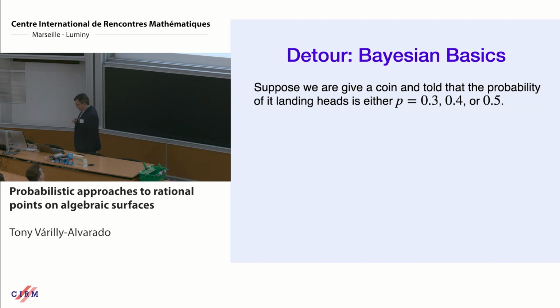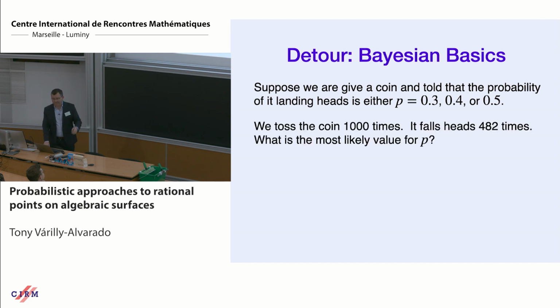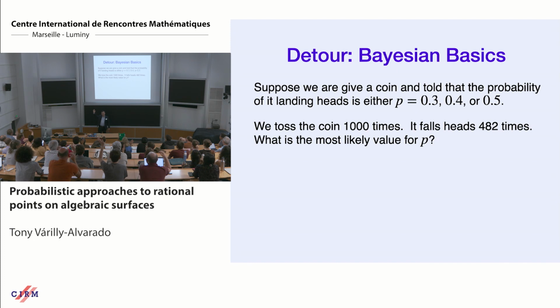You start doing an experiment, and you toss the coin 1,000 times, and it falls heads 482 times. The question is, what's the most likely value for p? Who thinks it's 0.3? Anybody? Okay. 0.4? 0.5? Aha. See, we all have that Bayesian in us, right? The question is, how do we take that human intuition and put it into a computer? We all sense that, for sure it's 0.5. But how do we do that?